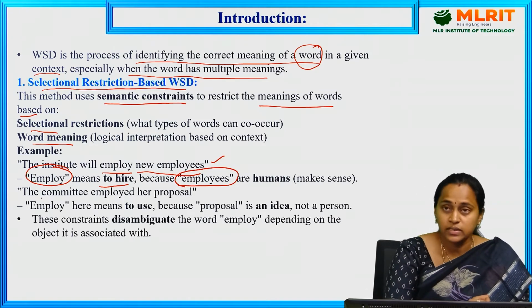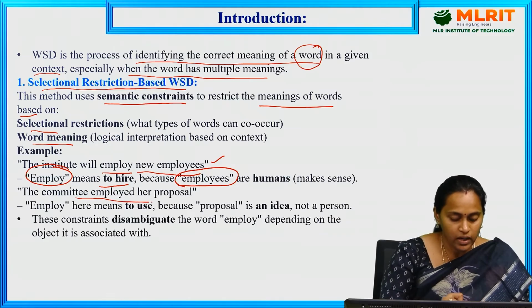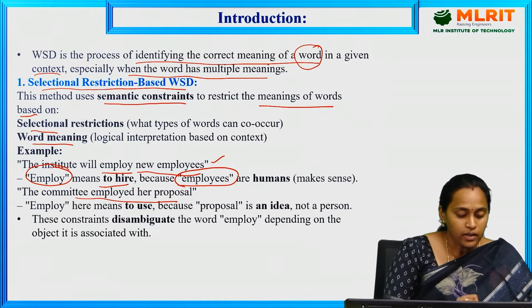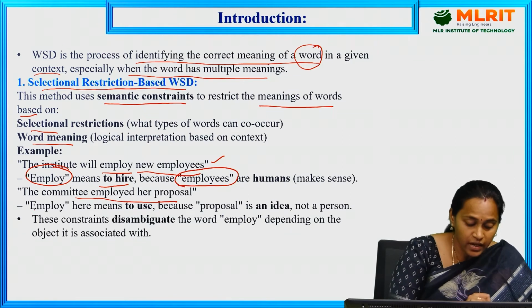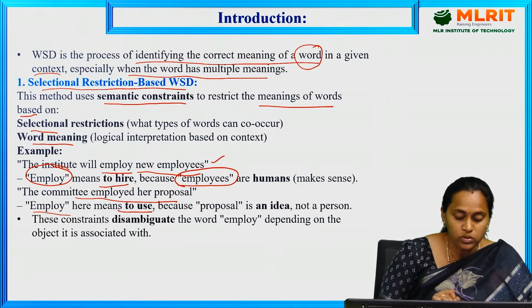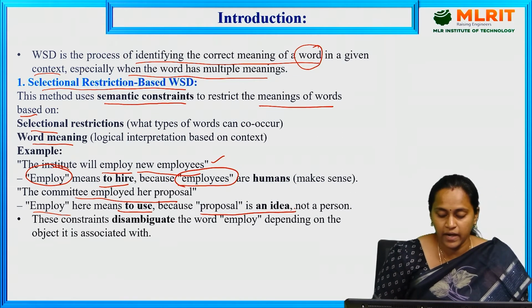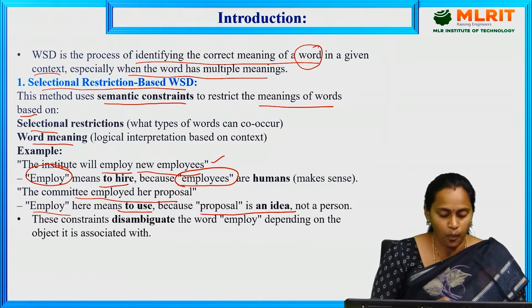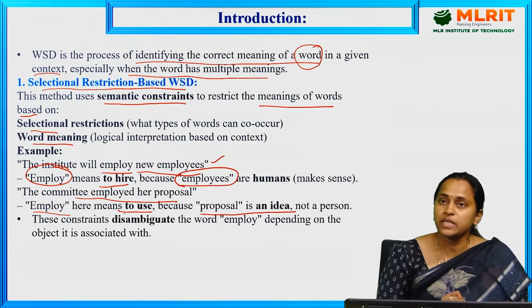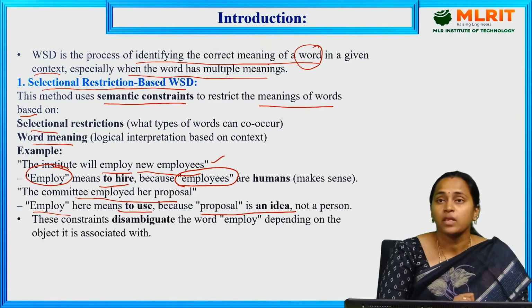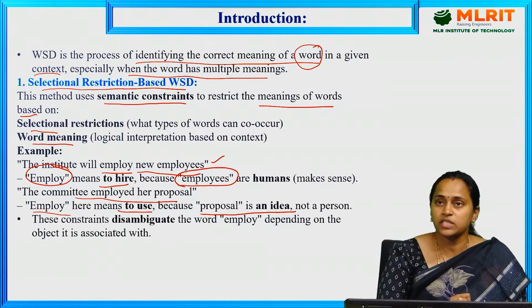Next, see the second example. The committee employed her proposal. Here employ means to use, because a proposal is an idea, not a person. Here employ depends on the sentence situation. We can analyze the meaning of the sentence based on the surroundings.